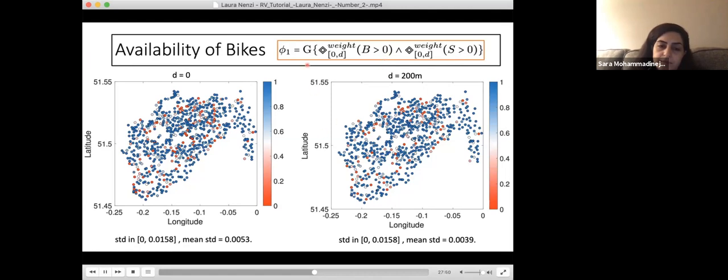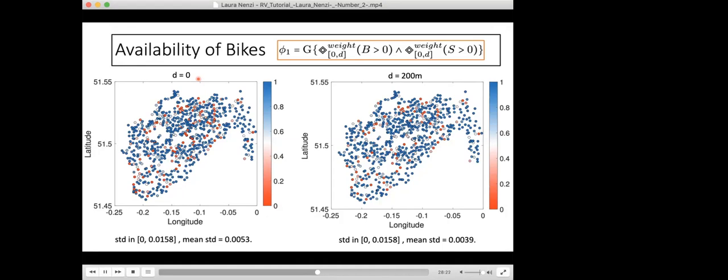What we are changing, that we are going to see now, is the value of D. This is the distance within which we are going to check if we have a station with at least one bike and one free slot. The idea is that at D equal to 0, we are checking just the location, the station where we are checking the property. So it is always true that in the location we are checking there are at least one bike and one free slot.